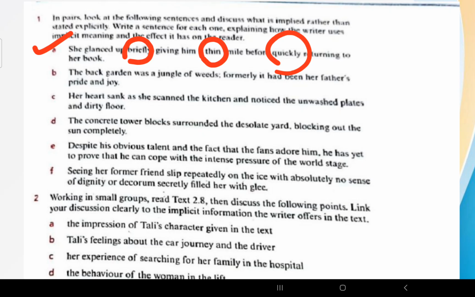Now let's have a look at this again. If we have a question asking what the writer is trying to suggest in this line, she glanced up briefly, giving him a thin smile before quickly returning to her book, after reading this line it is very clear that she is just avoiding that person. The thin smiles that she is giving, and then again quickly returning to her work, mean she is not interested. She doesn't want to see that person, she doesn't want to meet that person. It is a kind of board that says I'm not interested. She is indifferent. So these words are just telling us a story. Now look at the second one.